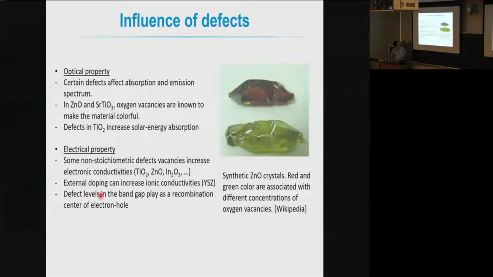And also the defect levels in the band gap play as the recombination center of the electron and the hole. Okay, so electrons in the conduction band and the hole in the valence band, they are somehow recombined at the defect site. Okay, and so they are annihilated. So these are the defects that critically affect the various properties in the semiconductor or the insulators. All right, and all of these changes actually come from those specific or characteristic defect levels introduced within the band gap of the material, and we'll discuss about that.